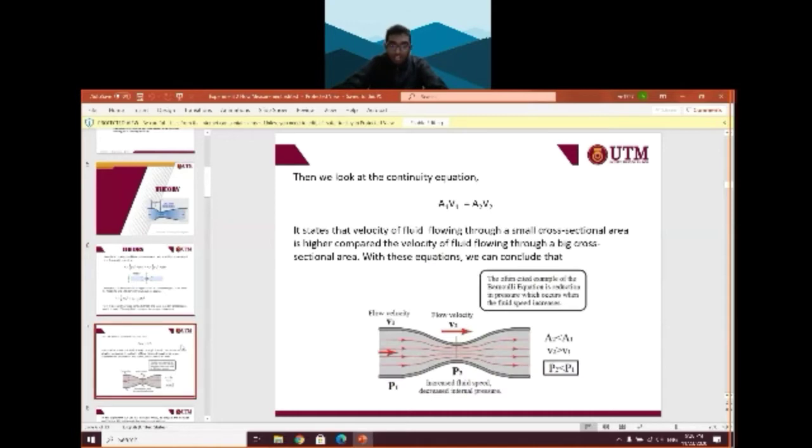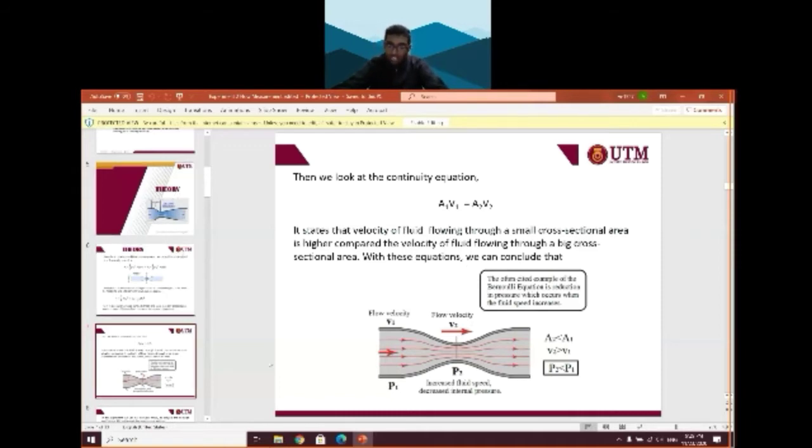Then we are going to take a look at the second equation, which is the continuity equation. It says A1 V1 equals A2 V2. What it states is that the velocity of a fluid flowing through a small cross-sectional area is high compared to the velocity of a fluid flowing through a big cross-sectional area. Imagine a fluid flowing in a pipe with a lesser area, a small pipe: the fluid will actually move faster than it would in a big pipe that has a larger cross-sectional area.